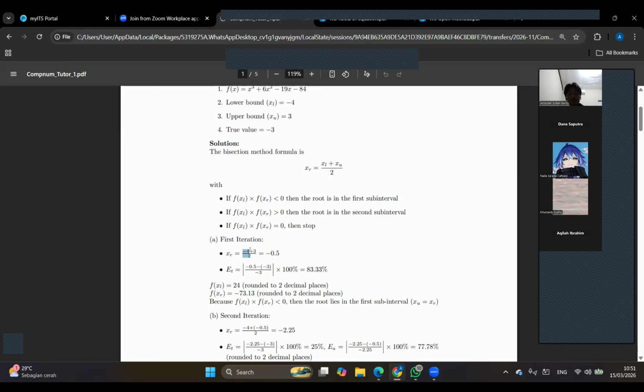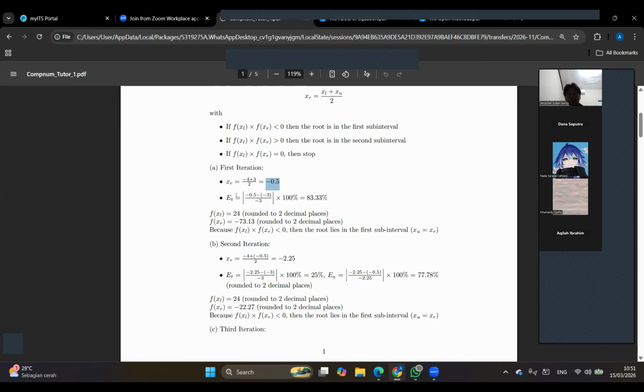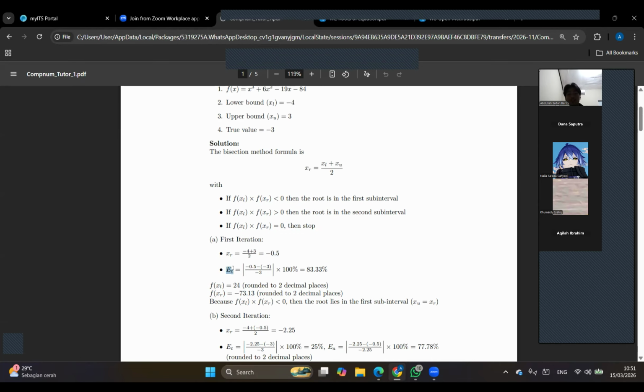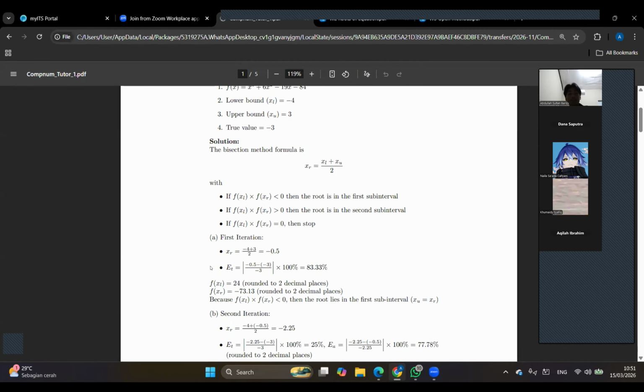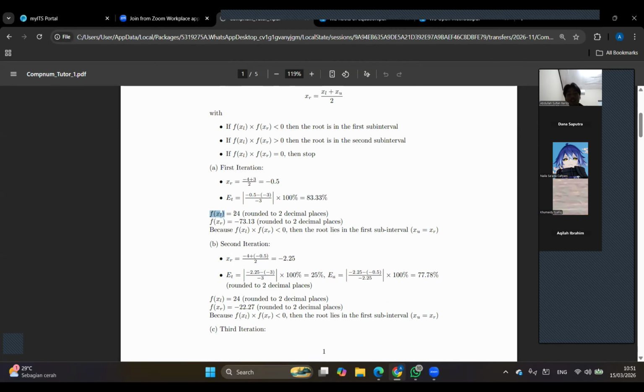So for the first iteration, you search for xr. This is the lower bound plus the upper bound divided by 2, and you get minus 0.5. For each iteration, you search for the true error using this formula. The first iteration's true error is 83.33%. After this, you search for fxl, that is 24, and fxr, which is minus 73.13. You only need to round to 2 decimal places for this quiz.